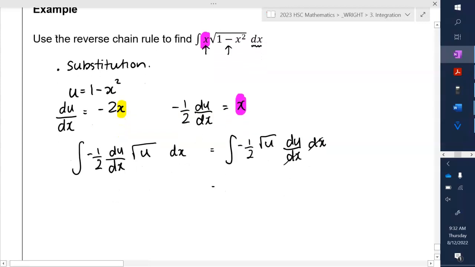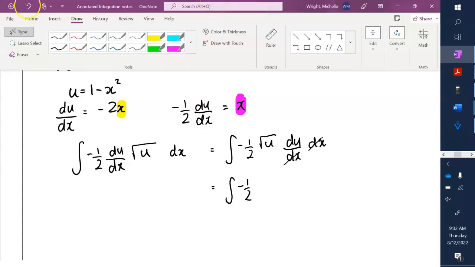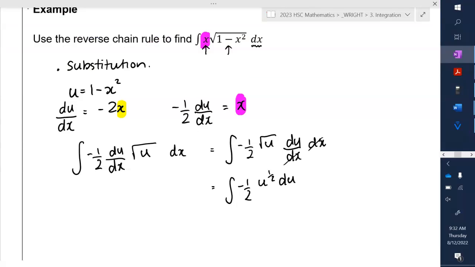So what I have now is an integral, the integral of minus a half. I'm going to write my square root of u as u to the half, du. I can now integrate this with respect to u because everything is in u. Let's put that back in there. Okay. So we can do that.